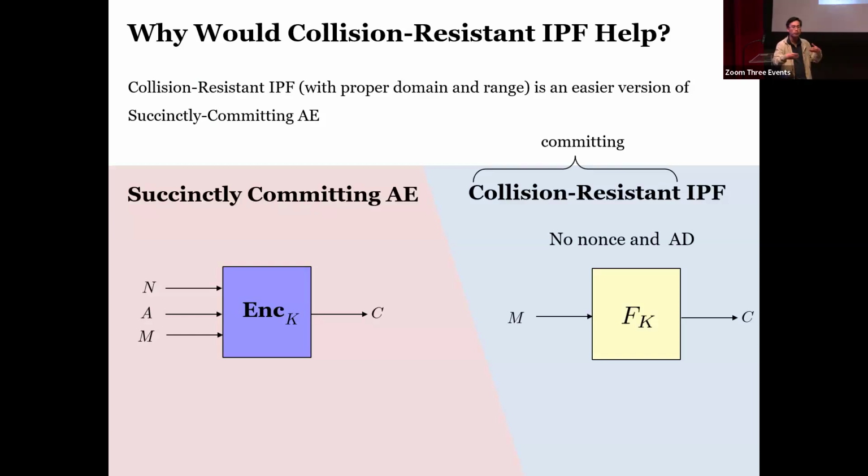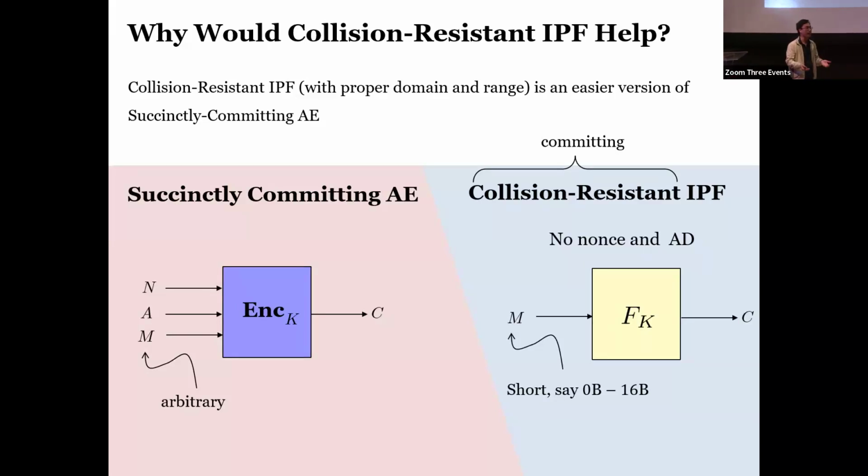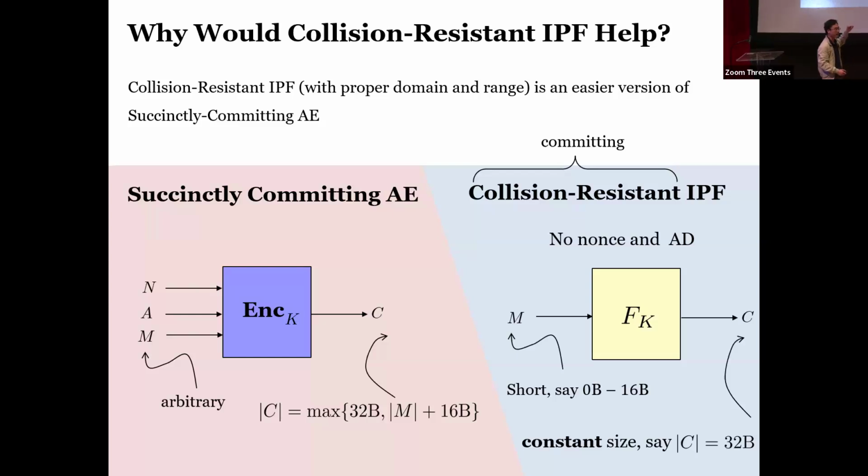they are similar problems. So why would we opt to deal with one problem first before the other? The answer is that if we choose the domain and range for the IPF wisely, then it will be a much easier problem to deal with, and it will give us a stepping stone in solving our ultimate problem. Let me give you some intuitive clues on why it's an easier problem. For committing AE, you have to deal with nonce and AD, but there's no such thing in IPF. For committing AE, you have to deal with messages of any length. But for the IPF, we only aim to deal with very short messages. And that makes it a lot easier if you want to build things from AES. For succinctly committing AE, your ciphertext length is a complex formula. But for IPF, we aim for the ciphertext length to be a constant.